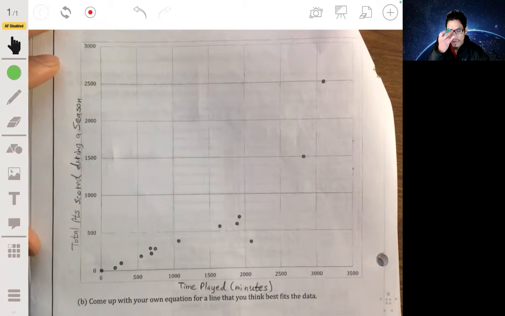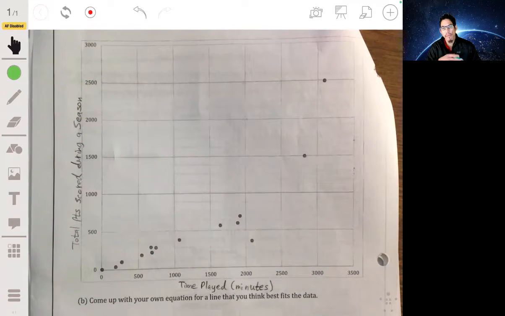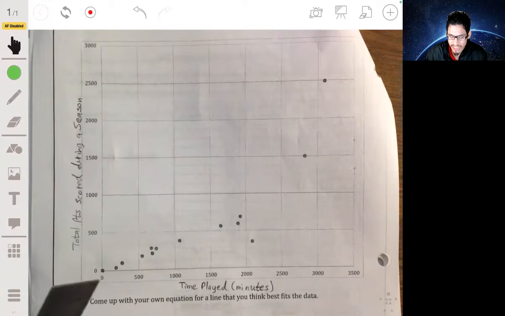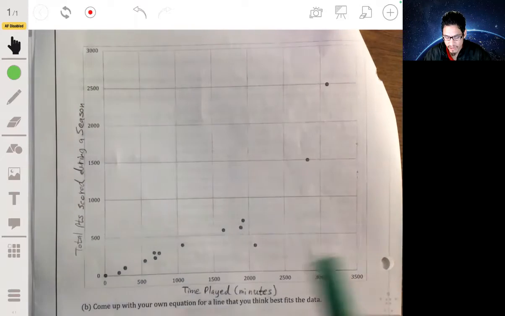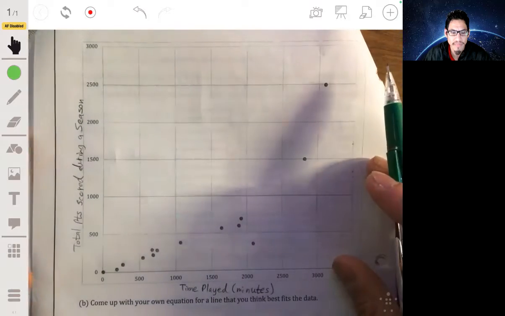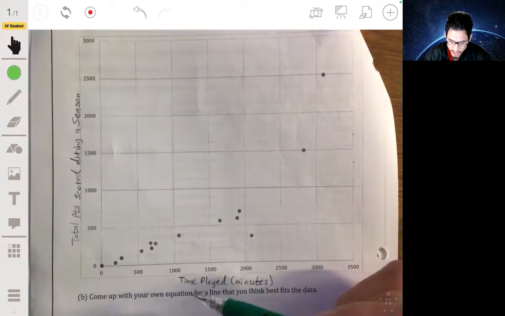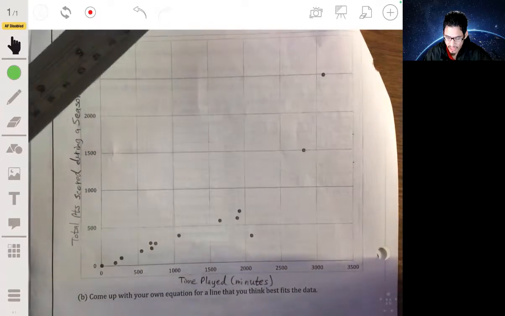Now, if you remember back, maybe even in middle school, you had scatter plots and you were probably told something like, make a line of best fit for your data, meaning just make a line that you think best fits it. That's what we're going to do first. We're going to come up with our own equation for a line we think best fits the data.